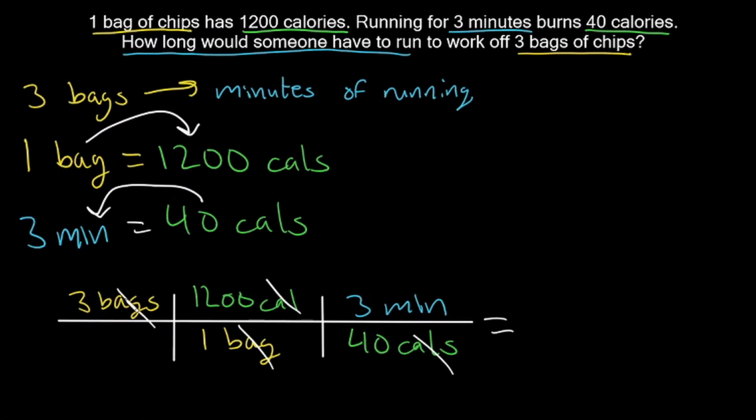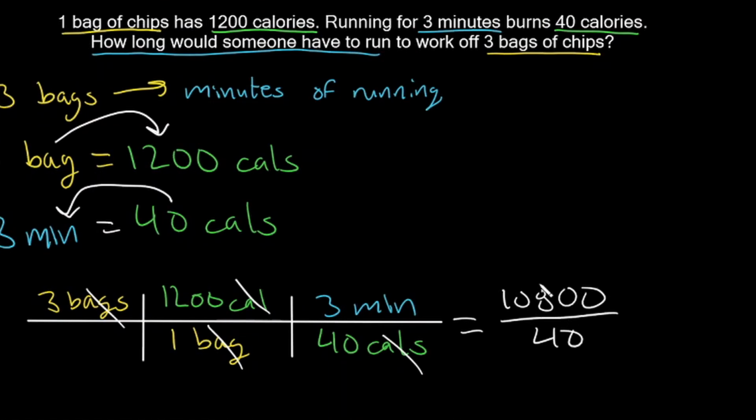So 3 times 1,200 times 3. Well, 3 times 3 is going to be 9. And then if we do 9 times 12, that's going to be 108. And then we need to add our 2 zeros right here. So we would have 10,800. And then we can divide that by 1 times 40, which is 40.